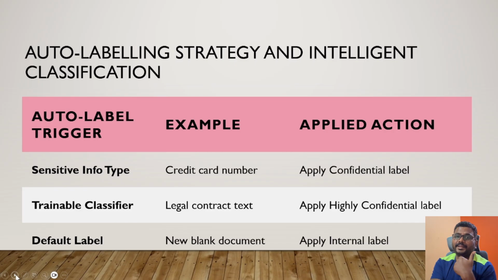Or if there are any trainable classifiers. When I say trainable classifiers, like contracts, or legal contracts, for instance, or any sort of document like a medical document. These are all called trainable classifiers because they train on the medical data, or they're like a predefined format of those documents.